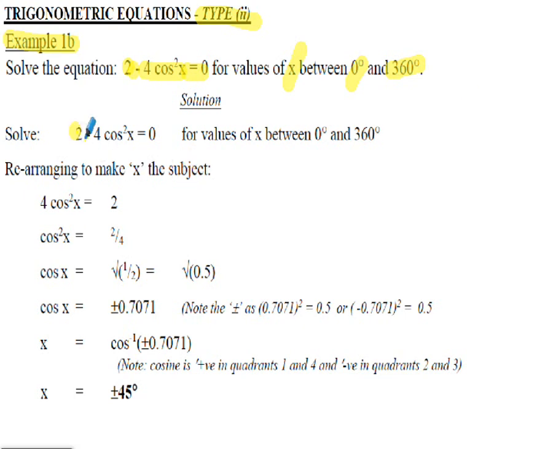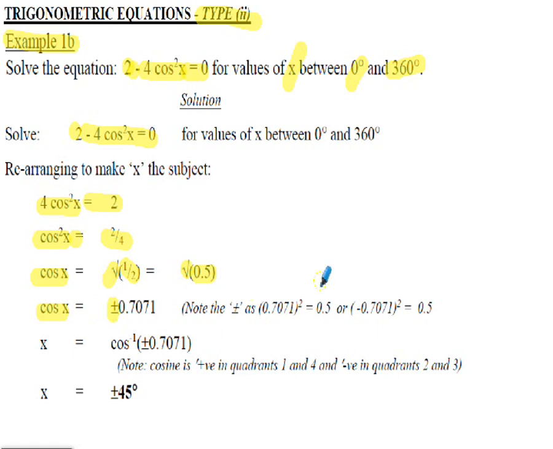So given 2 take away 4 cos squared x is equal to 0, I can simply rearrange the equation. First of all, I add the 4 cos squared x to both sides to make it positive. I've written it on the left hand side here. So 4 cos squared x is equal to the positive 2. I can divide both sides by 4, so cos squared x is equal to 2 divided by 4, and then I can square root both sides. So cos x is equal to the square root of 2 divided by 4, which is a half, of course, the square root of 0.5. Now don't forget, when you take a square root, you get a plus and a minus answer. There are always 2 solutions.